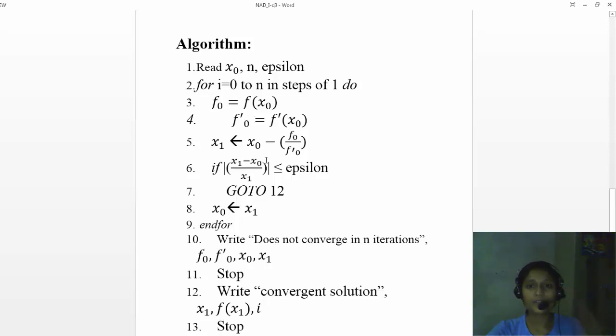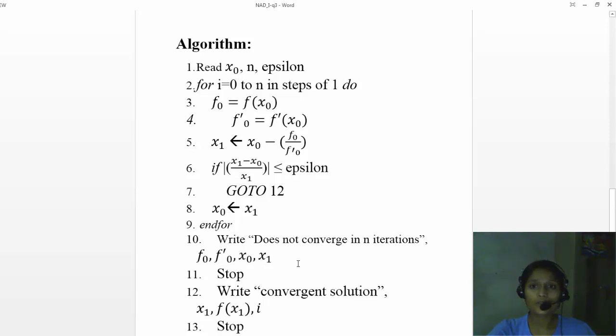Following this procedure, at some point we will appropriately converge and finally have some answer. Else the situation can also be that we do not converge at all, we can't find any answer and iterations are over. So in that case, what we are going to do is write do not converge in n iterations, and the function values, differential values, initial value and the final value at that iteration. So this is the algorithm used by the Newton-Raphson method to find roots of an equation, and we can easily use this to find cube root.